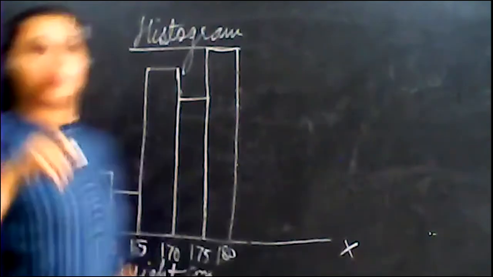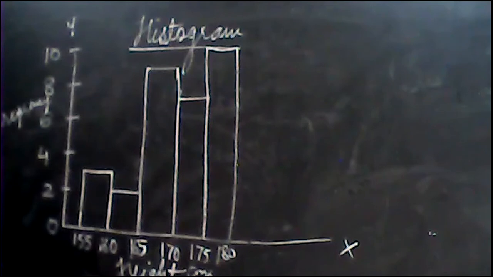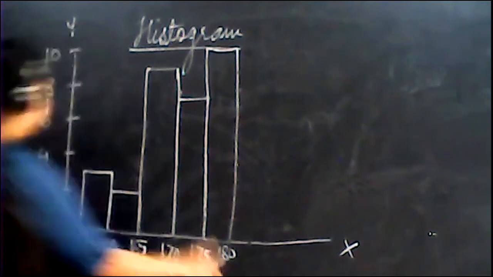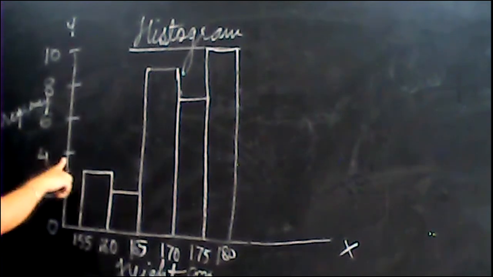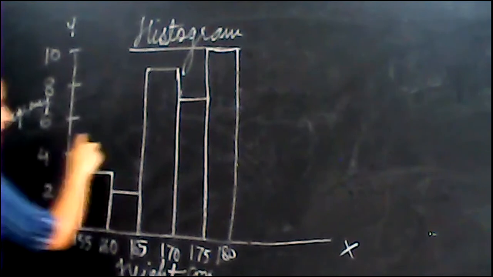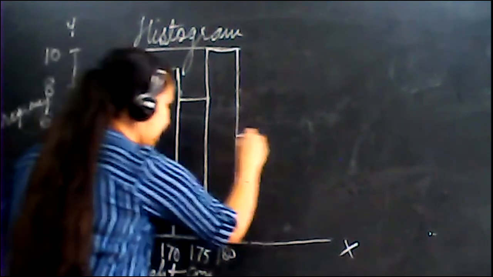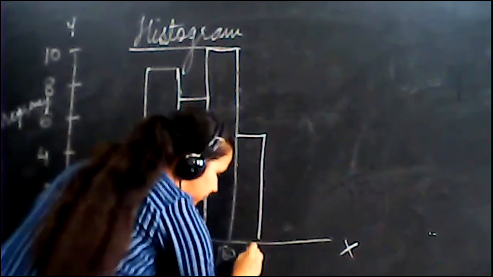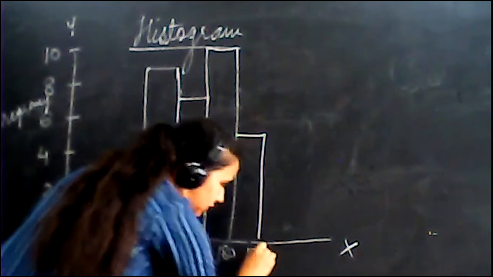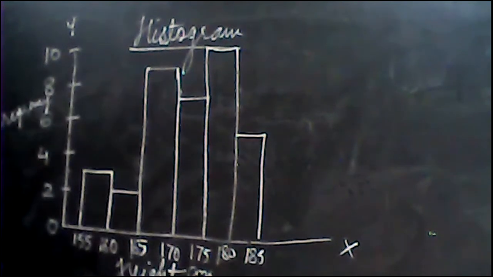Afterwards, look at the statement. The next one is 180 to 185 is 5. 5 would be here in between 4 and 6, that is here. So we will mark here what? 5. 180 to 185 is 5.